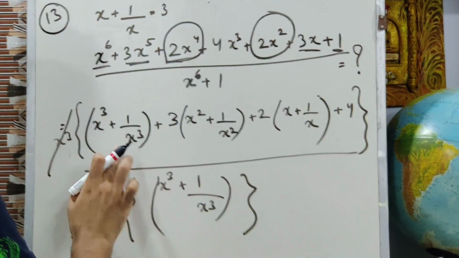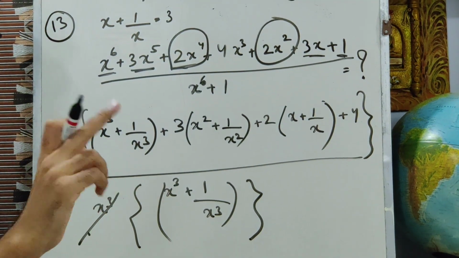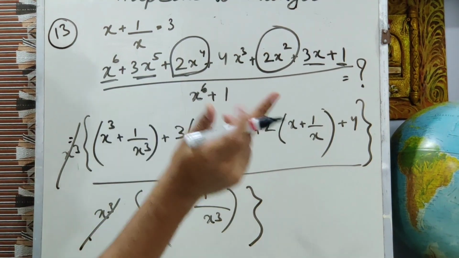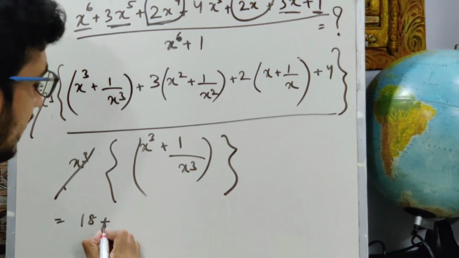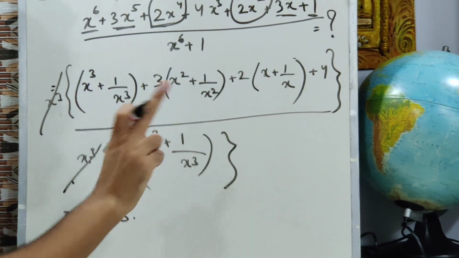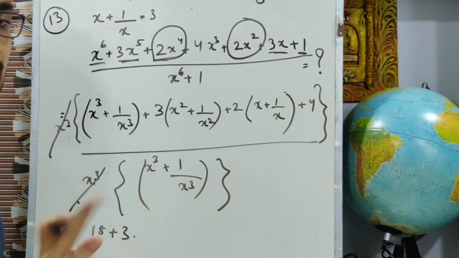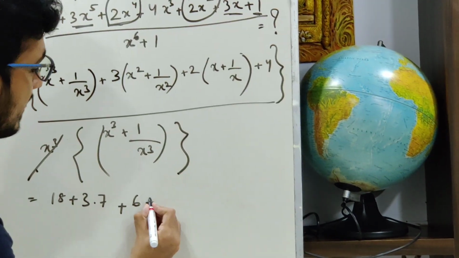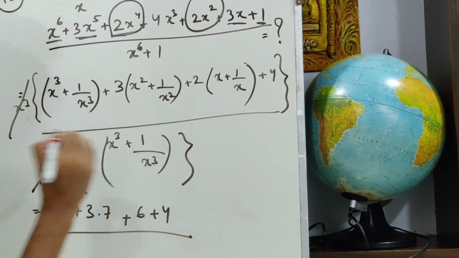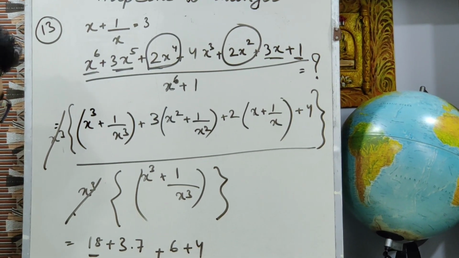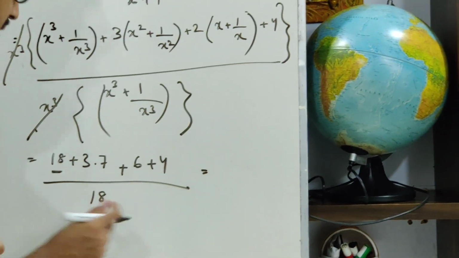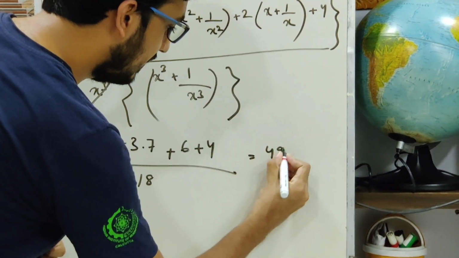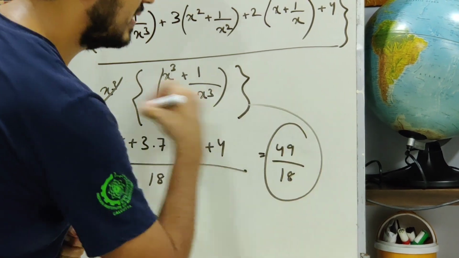Let's simplify. If x plus 1 by x is 3, you remember x cube plus 1 by x cube is p cube minus 3p. So p cube is 27 minus 9, which is 18. So this is 18 plus 3 into, this is p square minus 2, which is 9 minus 2, which is 7. Then 2 into 3 is 6, and plus 4, divided by this value, which is 18. I don't need to calculate it again. So 7 times 3 is 21, 27, 33, 39, and 49 by 18 is your final answer.